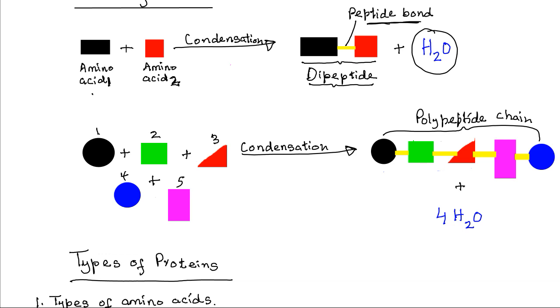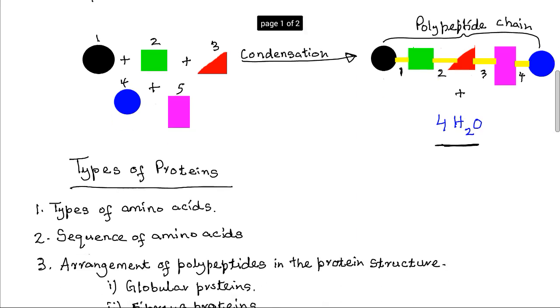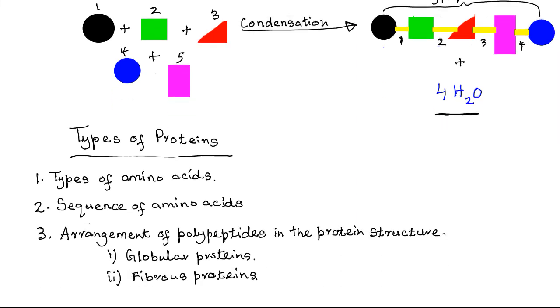Now, at each bond, a water molecule will be lost. So, in addition, 4 water molecules are lost in the condensation of the 5 amino acids to form the 1 polypeptide chain. Now, it is these polypeptide chains that are arranged and combined to form the protein structure.